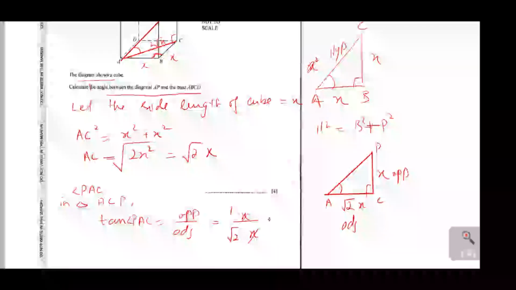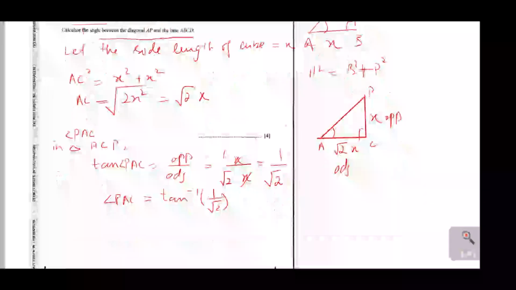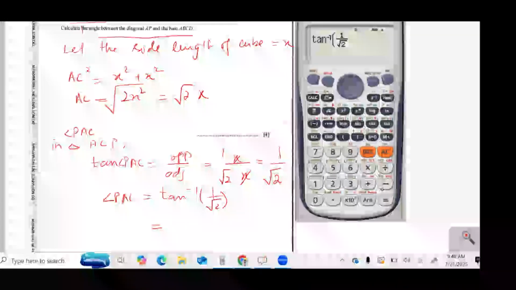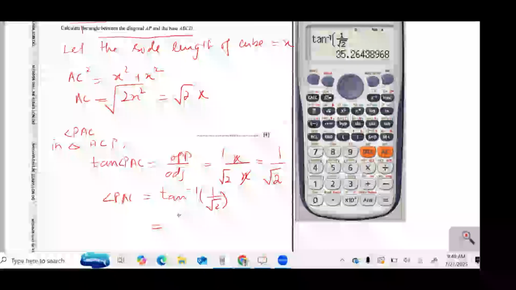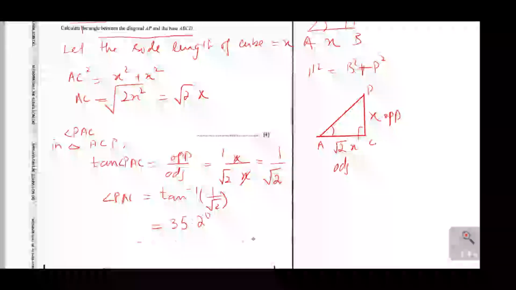x will be cancelled. Therefore, this value is 1 over square root 2. Therefore, angle PAC will be equal to tan inverse of 1 over square root 2, and this value will be equal to 35.26. We write 35.3 degrees as the answer.